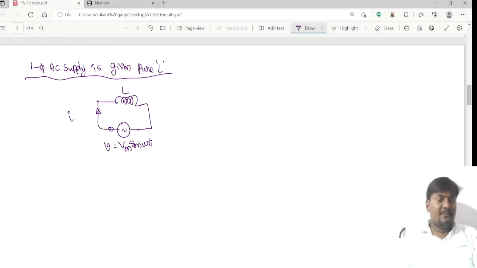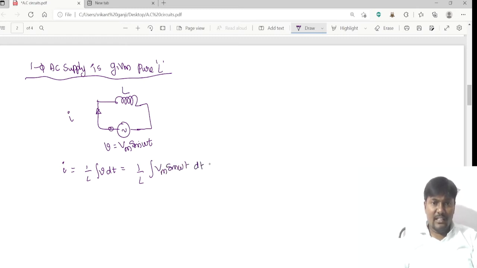So welcome back. A single phase AC supply is given to a pure inductor. The instantaneous value of the voltage is V = V max sin omega t. And what is the current through the inductor? It is 1 by L into the integration of V dt, so 1 by L into the integration of V max sin omega t dt.